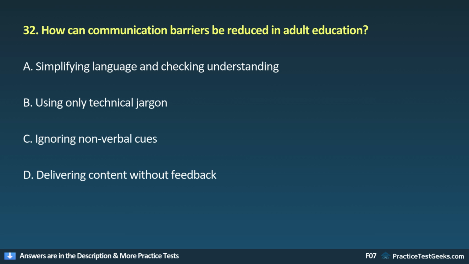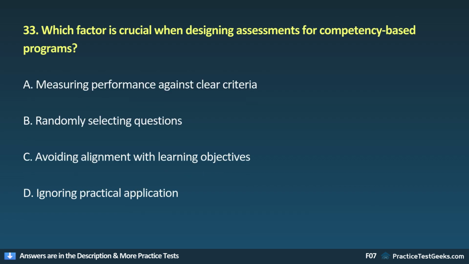32. How can communication barriers be reduced in adult education? A. Simplifying language and checking understanding. B. Using only technical jargon. C. Ignoring nonverbal cues. D. Delivering content without feedback.